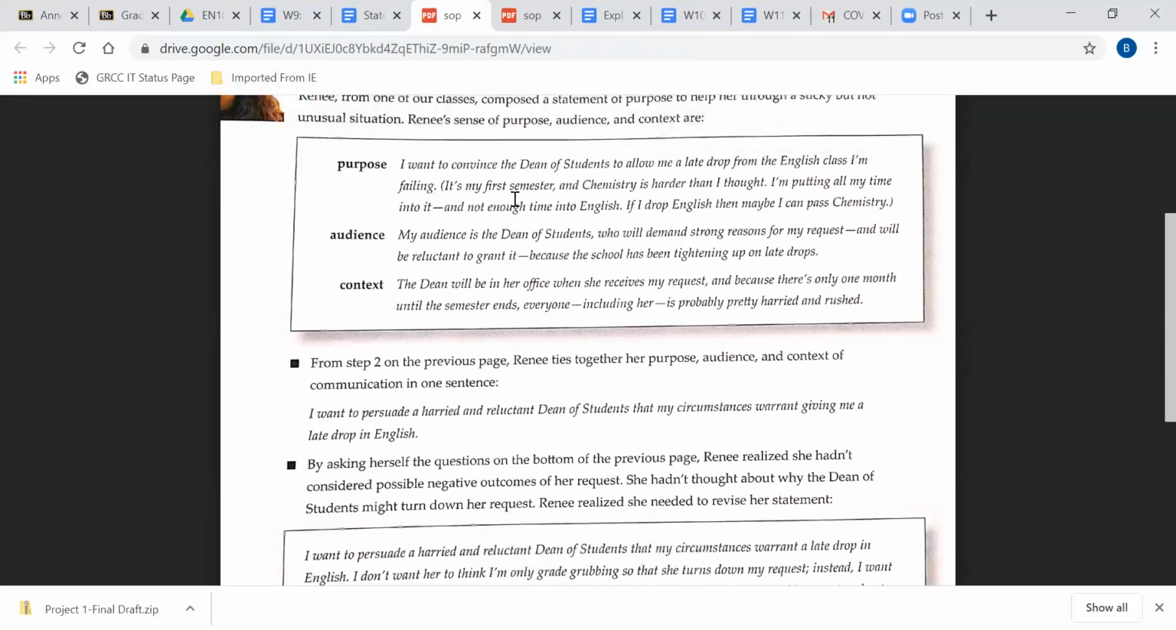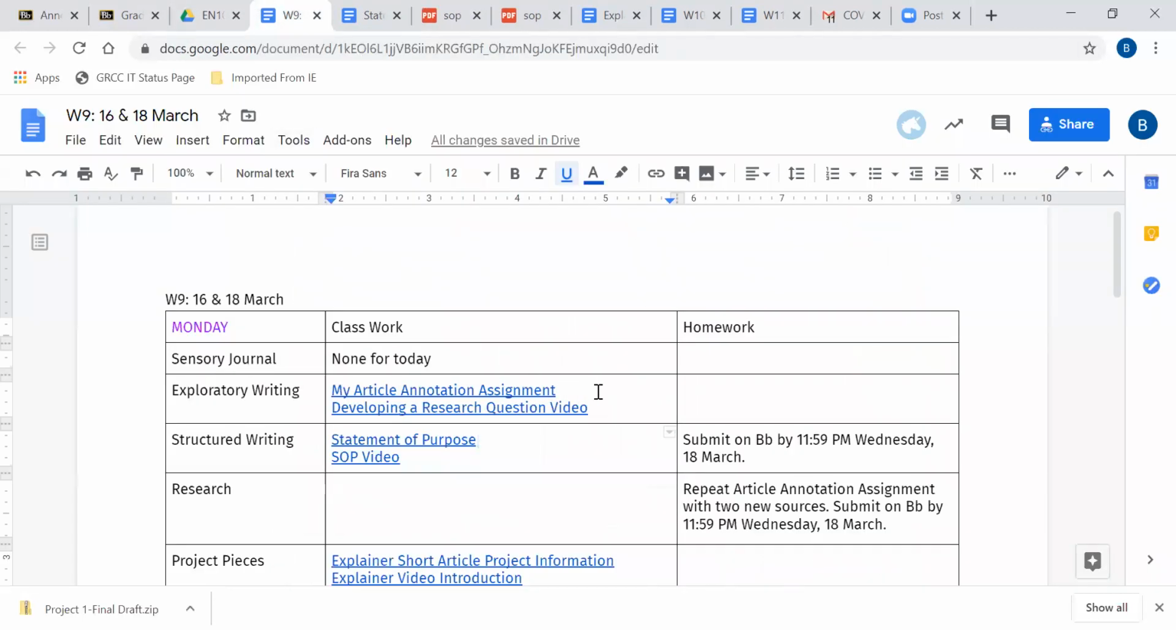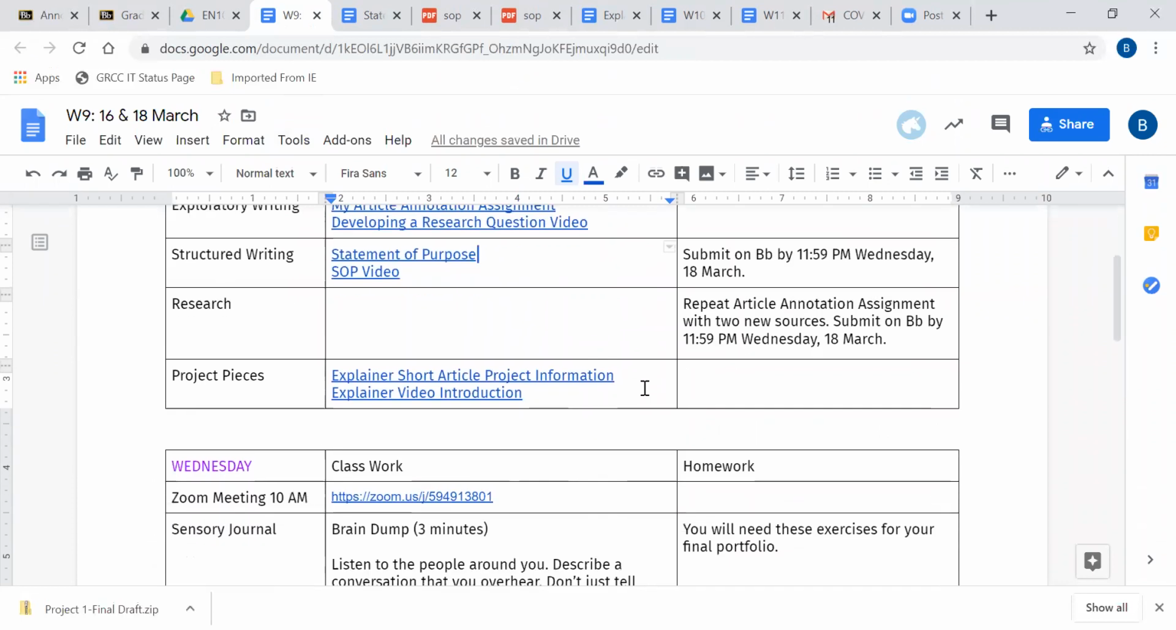But remember, in order to really do your statement of purpose, you need to have read those articles and done the work on the articles, and you need to have developed your own research question. So if we look back at the assignments from Monday, you can see that your assignments were developing a research question and then writing your statement of purpose. Okay, and I have another video that explains the statement of purpose, but because there were questions that came up, I wanted to specifically answer those questions again.